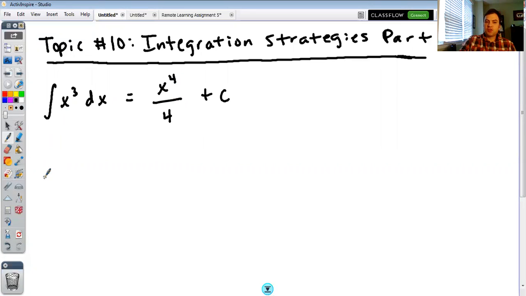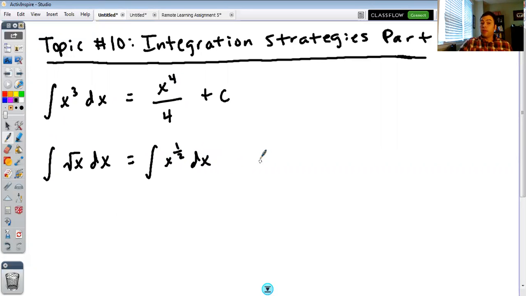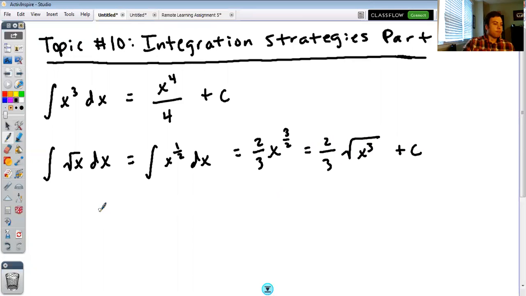So some different variations on this that I think are important to mention today. How do you handle radicals? The same way that you handle radicals with derivatives. You're going to rewrite this as x to the 1/2, and then apply the power rule. So we're going to add 1 to the exponent, x to the 3/2. And then instead of dividing by 3/2, I'm going to simply multiply by 2/3. And then I'm going to get it back into the form that it was given in. So it's going to become the square root of x cubed plus c.